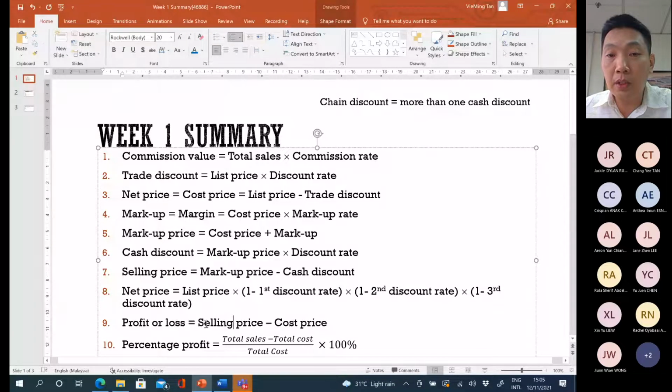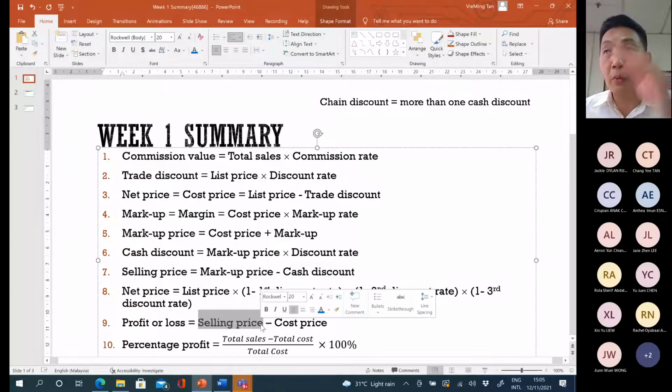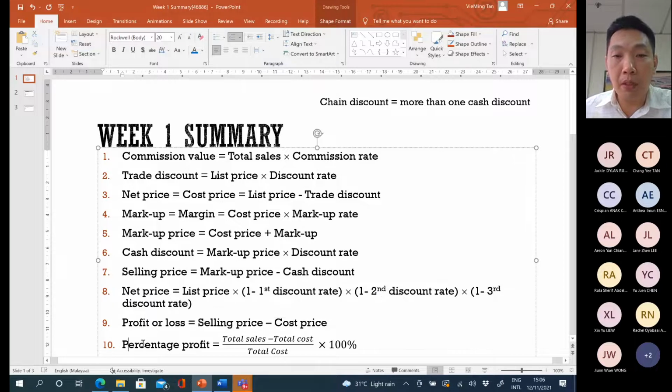So we need to calculate the total selling price first in order to get the answer. We need to calculate the total selling price for Proton A car and also B car, respectively. So how to calculate the selling price? We can use this formula to help. Formula number 10 helps us to calculate the selling price.